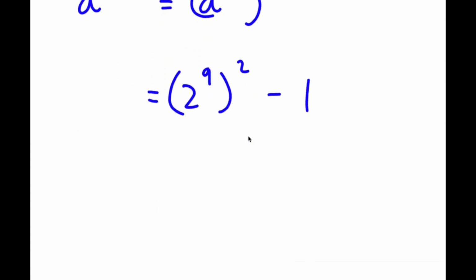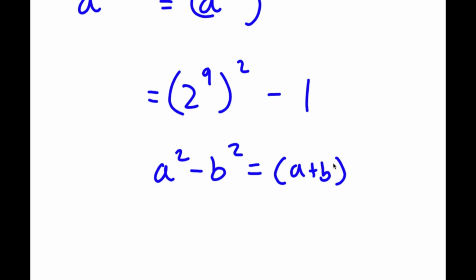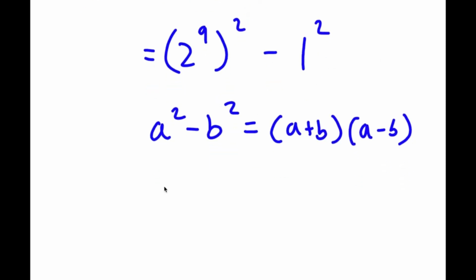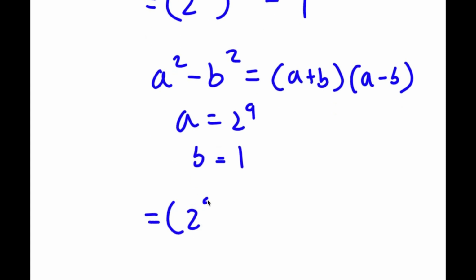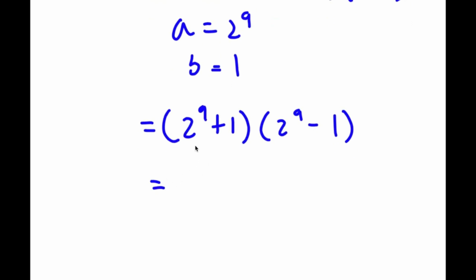Now, if I have something in the form a squared minus b squared, this is equal to a plus b times a minus b. So in this case, we can think of 1 as 1 squared, because 1 is the same thing as 1 squared. And now that we have 2 to the power of 9 squared minus 1 squared, we can think of a as 2 to the power of 9 and b as 1. So now I have 2 to the power of 9 plus 1 times 2 to the power of 9 minus 1. Now, if you guys didn't already know, 2 to the power of 9 is simply equal to 512.